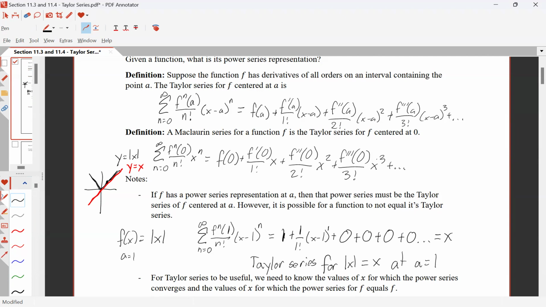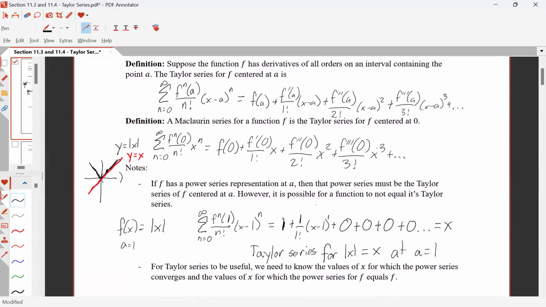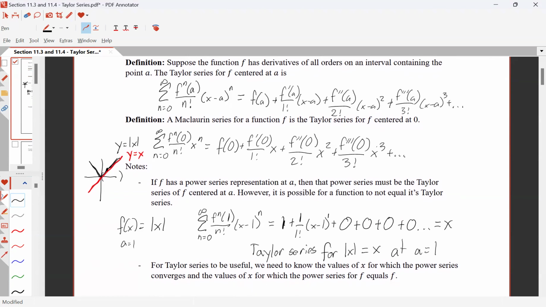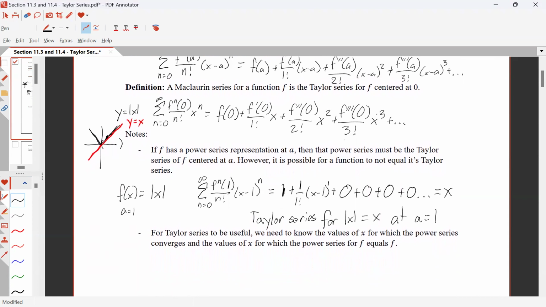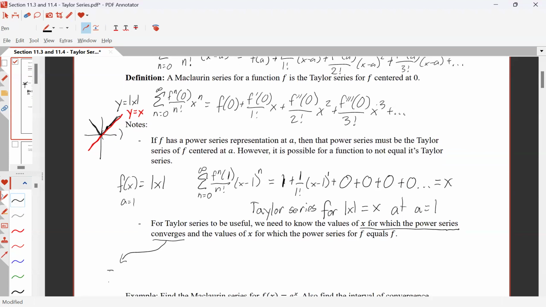But if we zoom in on this picture, the absolute value of x and y equals x do equal each other for some interval. So what it's useful to know is what are the values of x when the power series equals the function, and also what values of x does the power series converge. The values of x for which the power series converges, we named this a couple sections ago. This is known as the interval of convergence.